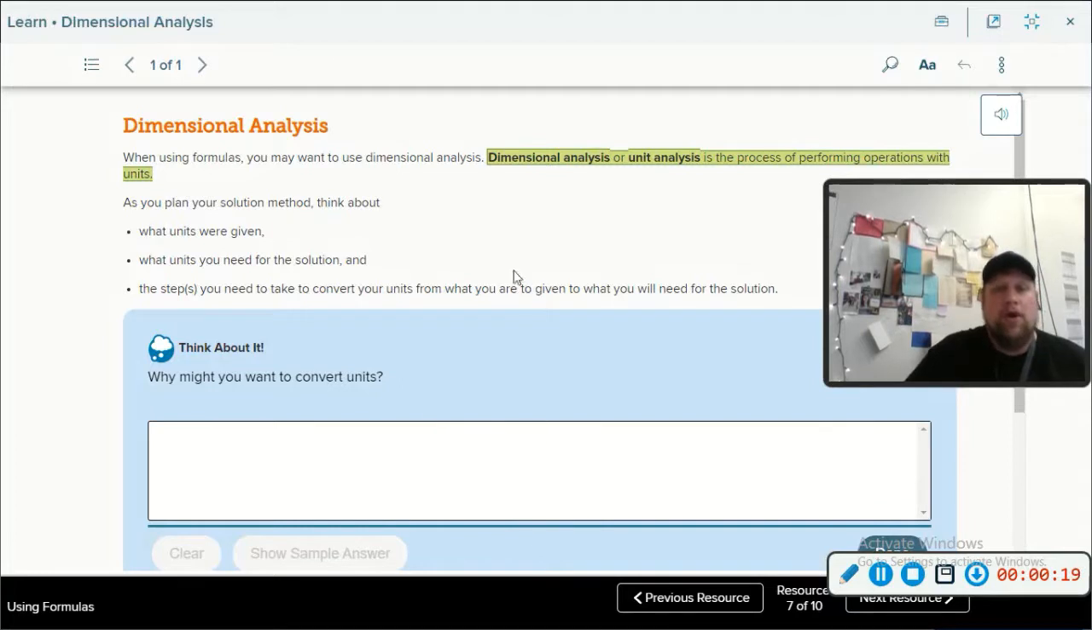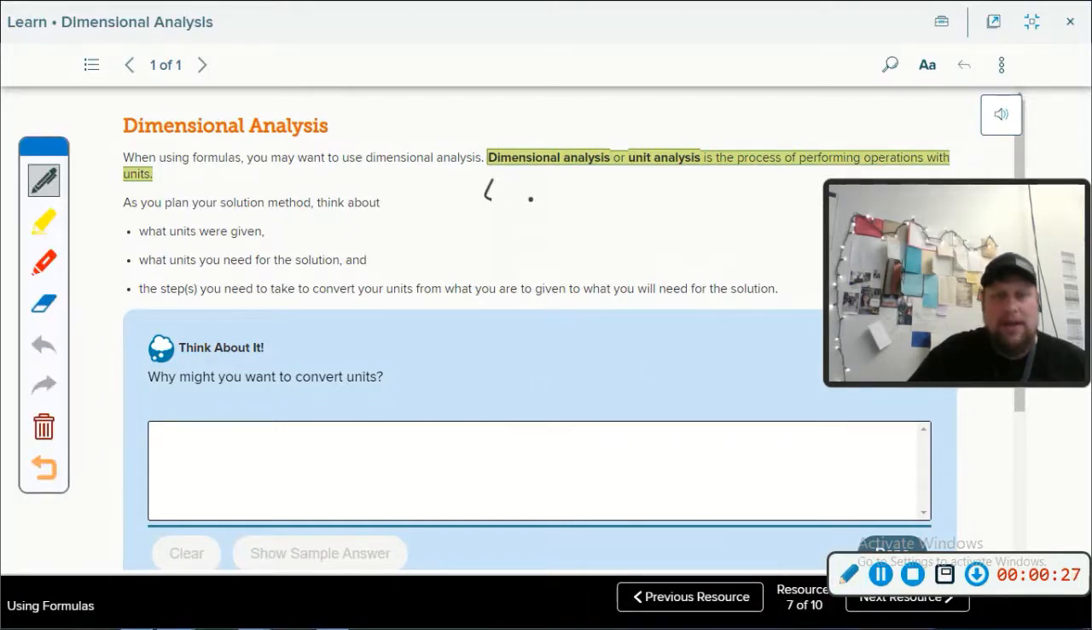But before we start, go ahead and write down dimensional analysis, and above or below dimension, I want you to write just in parentheses unit, because it's also called unit analysis. And then what is that? That is the process of performing operations with units. So go ahead, write that down in your notes.